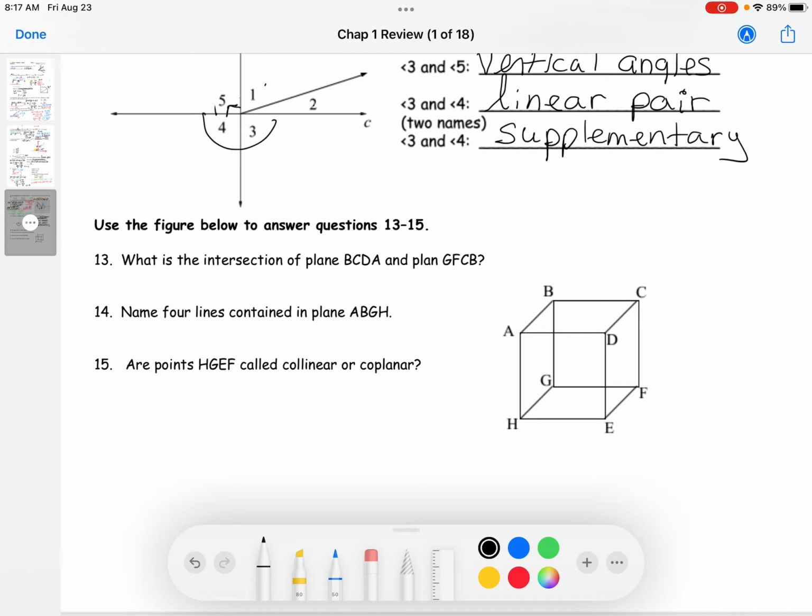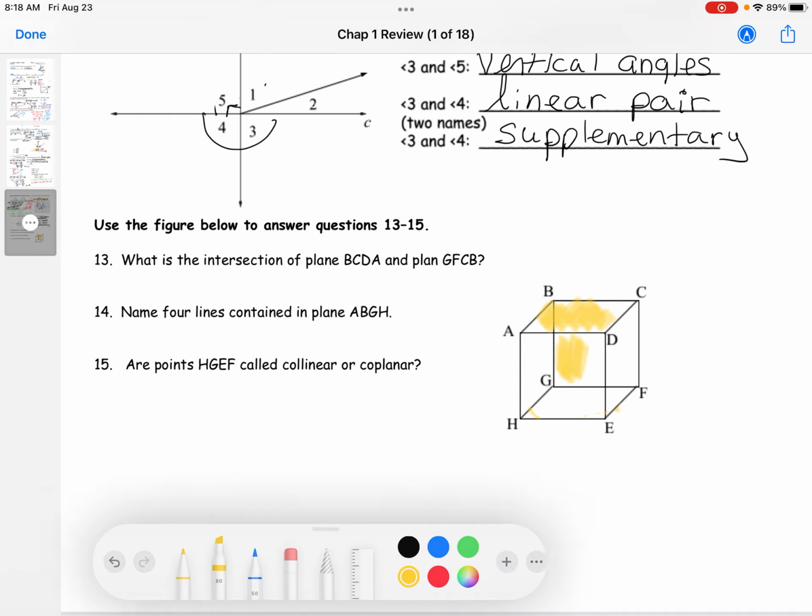Okay, so it says, what is the intersection of plane BCDA? So we're talking about the top of this box here. So let me highlight. We're talking about the top of this box. And then we're talking about the side of the box, GF. Oh, sorry, the bottom of the box, not the side of the box. And then the bottom of the box. So the top and the bottom I have highlighted in yellow. GFC. Oh, sorry, I've got it wrong, don't I? It's actually the back of the box that we're talking about. So let me highlight that in blue.